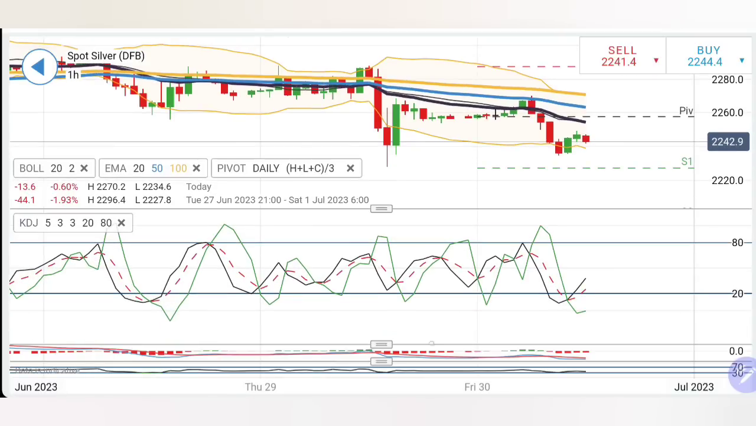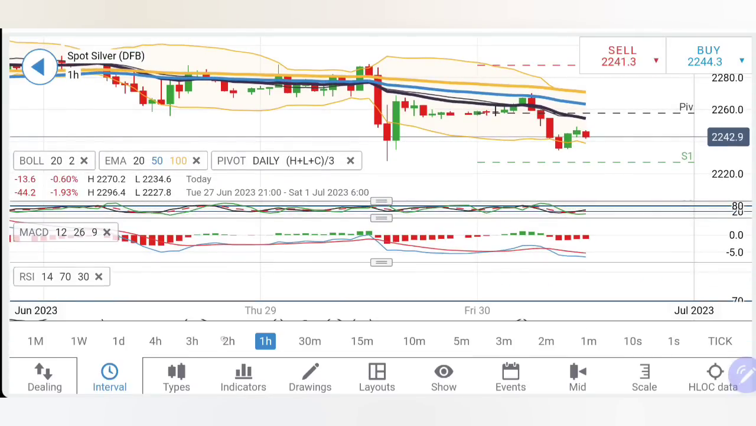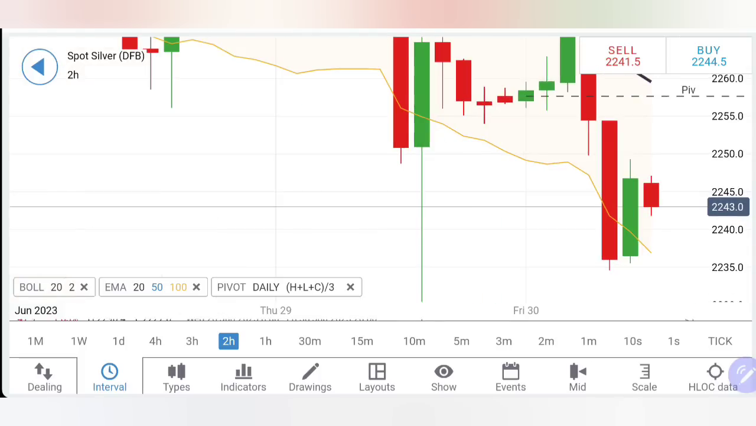Also, stochastic at the bottom is trying to rise. The MACD is extremely bearish as of now. RSI almost flat and at the bottom. On the 2-hour charts, a couple of red candles, minor retracement, now looking downwards. Also, if you look at the previous two candles, higher lows were seen here. But remember, it was trading outside the Bollinger Band here, and hence it has got a pullback.